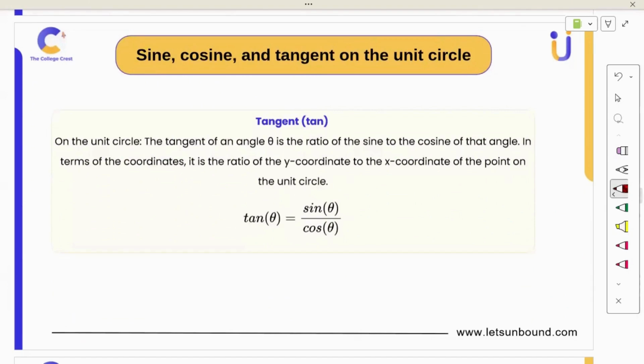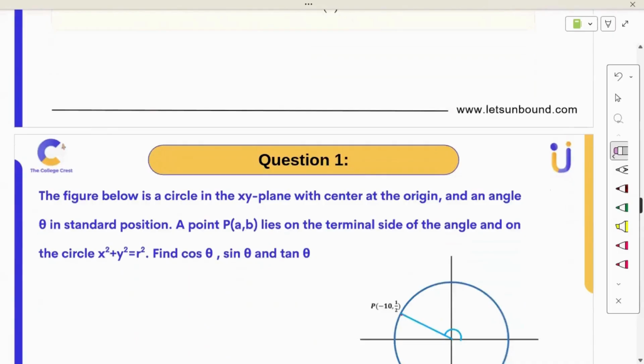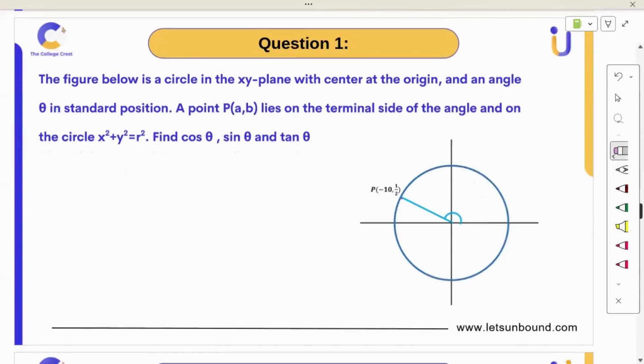Now coming to tangent. Sine and cos are very important basics, and tangent we can find just by dividing them. Tangent of an angle is the ratio of sine to the cosine of that angle. So it's sine over cosine. Yeah. So, and yes, we are solving some questions now.